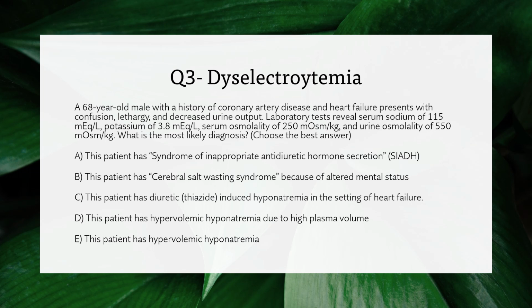Choose the best answer. Choice A. This patient has syndrome of inappropriate antidiuretic hormone, SIADH. Choice B. This patient has cerebral salt wasting syndrome because of altered mental status. Choice C. This patient has thiazide diuretic induced hyponatremia in the setting of heart failure. Choice D. This patient has hypervolemic hyponatremia due to high plasma volume. And choice E. This patient has hypervolemic hyponatremia.